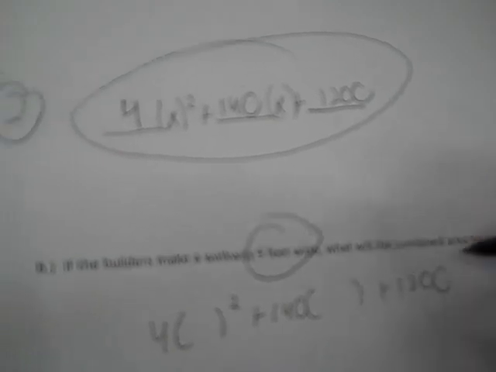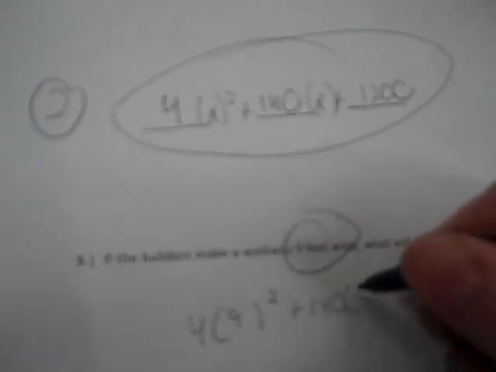Okay. If the builders make a walkway 9 feet wide, what will the combined area be? So they're telling me that 9 has to go in for x. Okay. So I replace the x's with 9. Okay. So 4 parentheses squared plus 140 parentheses plus 1,200, and we'll be inserting a 9 into those instead of x.